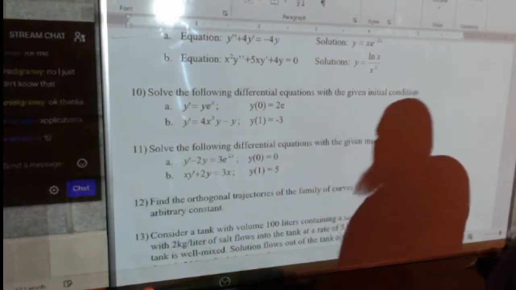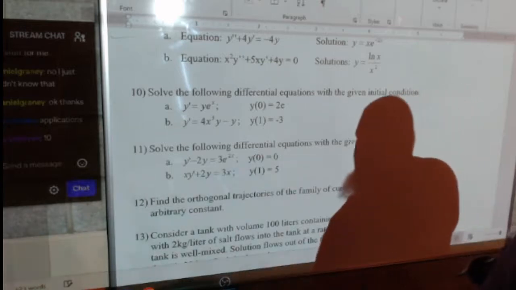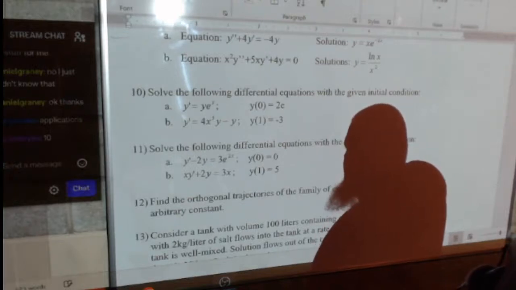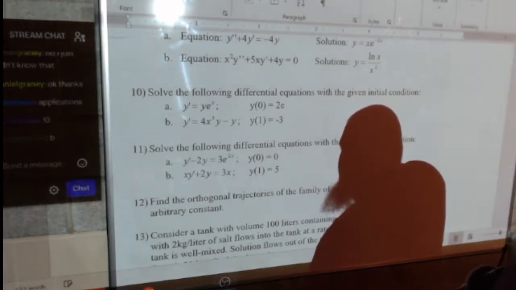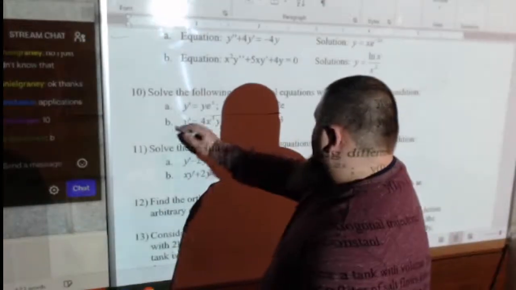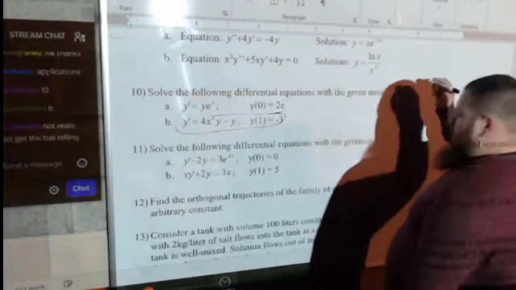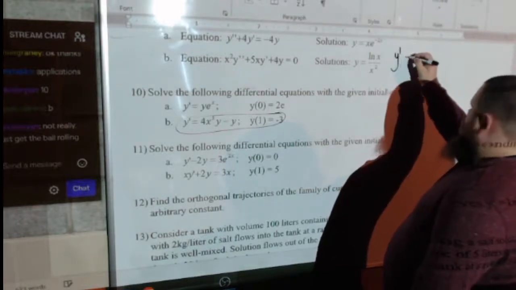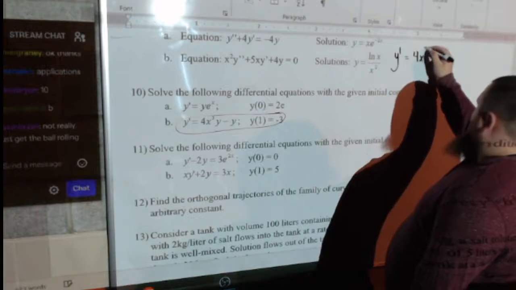Alright, so I don't see... Ah, there we go. 10, yeah, I got that, but what... Do you care which one? Alright, 10B. So we'll do this guy. Let me just write it over here, and then I'll make the board clear so that we can solve this guy out.